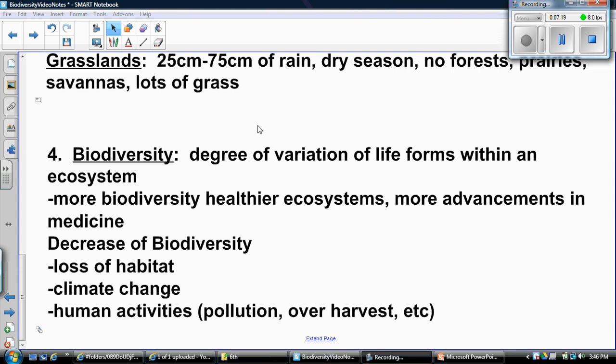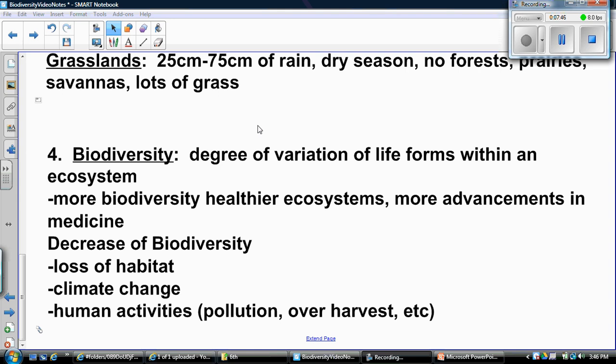Now, things that can cause a decrease in biodiversity: loss of habitat. In the rainforest, humans are cutting down trees for lumber. We're destroying parts of the rainforest to build shelter out of wood. So living things have lost their habitat when the trees are taken down, and that decreases biodiversity in the rainforest.